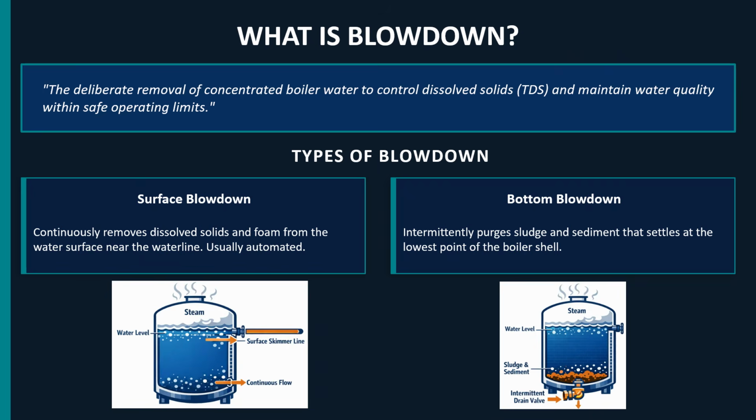What is blowdown? Blowdown is the controlled removal of boiler water to reduce dissolved solids and maintain water quality. Without blowdown, minerals would continue accumulating inside the boiler. There are two main types. Surface blowdown removes dissolved solids near the waterline and is often automated. Bottom blowdown removes sludge and sediment that settle at the bottom of the boiler. Together, they help keep the boiler clean and operating efficiently.